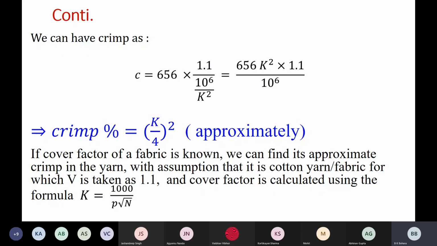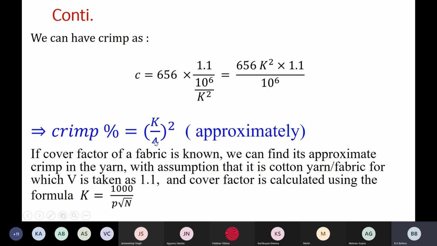You have to remember what is written at the bottom. Cover factor of a fabric is known. We can find its approximate crimp in the yarn with the assumption that it is a cotton yarn whose specific volume V is equal to 1.1, and cover factor is calculated by using the formula K is equal to 1000 upon P into root n. So these two things you have to remember. Although we will derive this equation for cover factor later, right now you have to remember that these are the two basic conditions, otherwise you cannot arrive at this. And this is an approximate relationship.